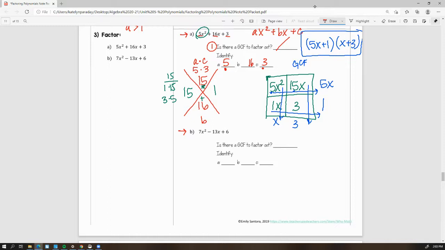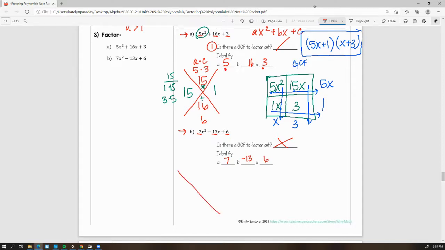Okay, so is there a GCF to factor out? Well, can I divide these numbers by the same number? No, I can't. 7 and 13 are both prime numbers, so nothing else can be taken out of them. So there's no GCF for this one again. And then identify A, B, and C. A is 7, B is negative 13, and C is 6.